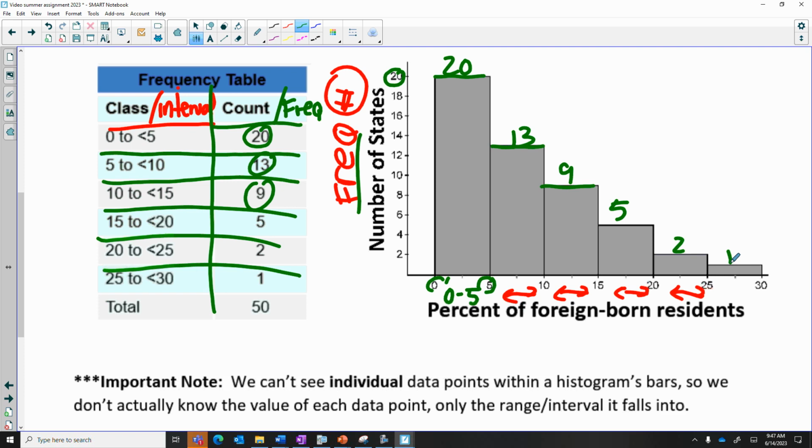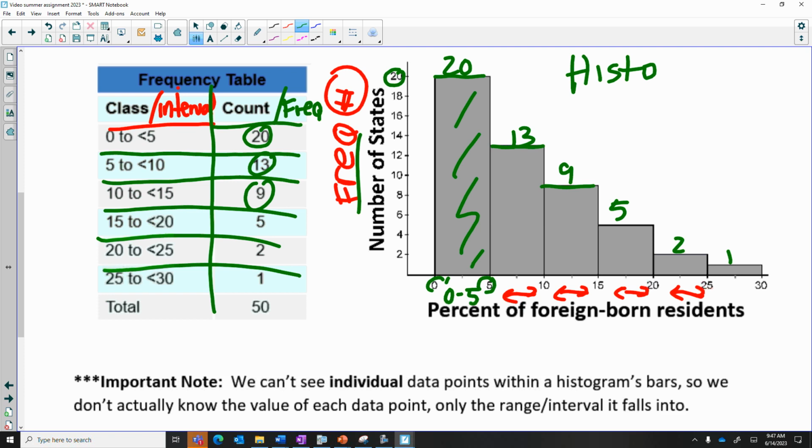So can I see, if I look at this histogram, exact data points? The answer is no. I just know there's 20 people in this bar, but I don't know who they are. I don't know if the 20 people in there are 1%, 2%, 4.9%, 3%. I actually have no idea what the individual data values are at all. I just know they land between 0 and 5, okay?